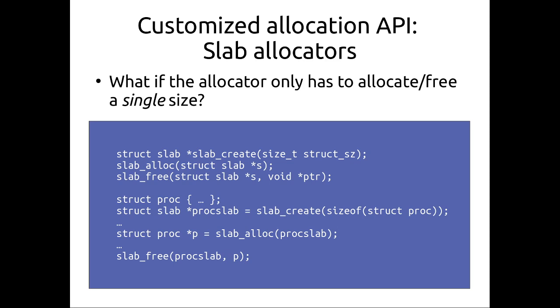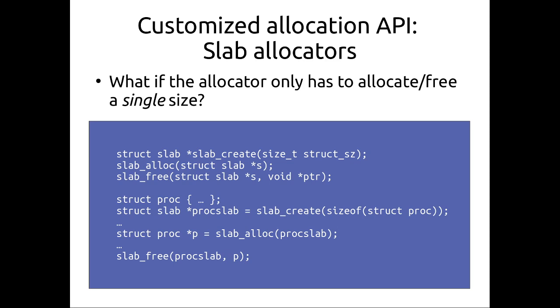Slab takes it a step further and says, what if we could make an allocator that is so specialized that it only allocates allocations of a specified single size? So the API looks a little bit like this. We have the allocation and the free function, SlabAlloc and SlabFree. SlabAlloc, instead of taking a size of memory, actually takes a slab. And free takes the slab that we are freeing onto and the memory that we're actually freeing.